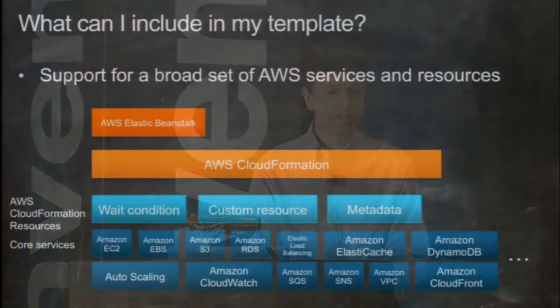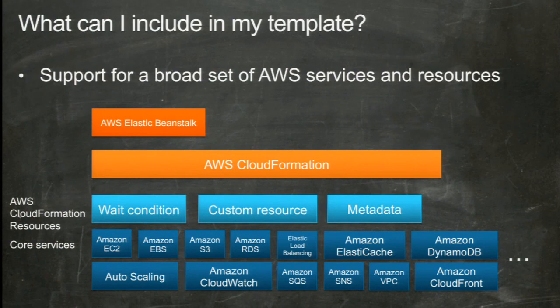So what can I include in the template? We support basically a broad range of the AWS services. The list is too long to mention, but it's all in the documentation. CloudFormation itself has a few resources that we can create, so wait condition and metadata we've looked at. Custom resource we'll talk about shortly. The other thing to note is Elastic Beanstalk, the other service that is kind of in the same space, actually uses CloudFormation to create Elastic Beanstalk environments. There's a talk on Elastic Beanstalk later on today, if folks are interested. I have the session at the end.